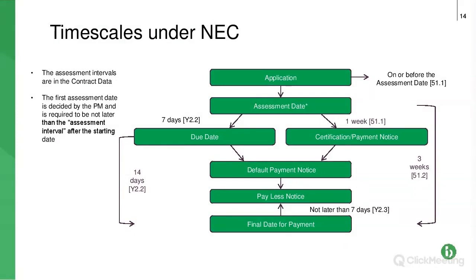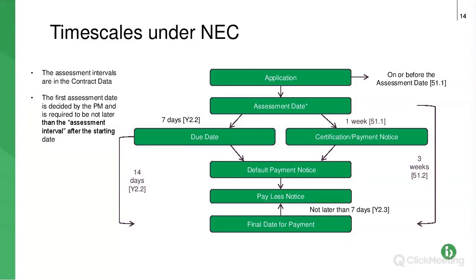So the top box says application for payment by the contractor or subcontractor, whoever is wanting to be paid. In the narrative to the right, it says that it's submitted on or before the assessment date. So that's clause 51.1. And the narrative, the two bullet points to the left, explain how you calculate the assessment date, which is a little bit circuitous.